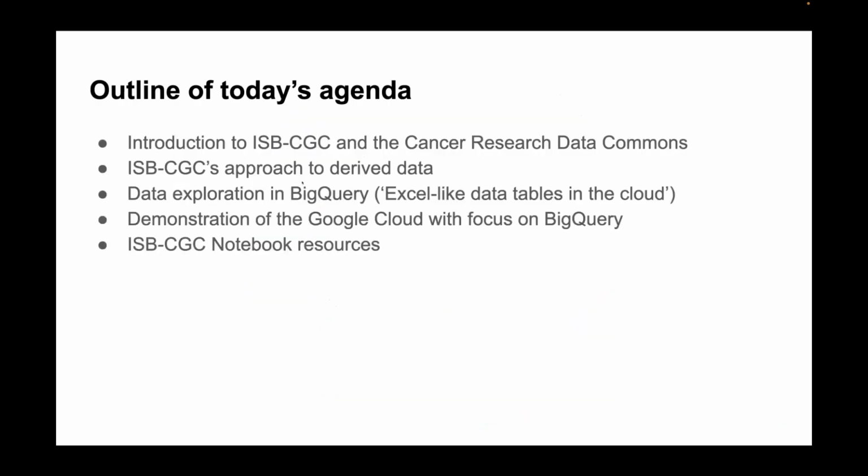So the outline for today is I'm going to be going first through an introduction to ISB-CGC and then the Cancer Research Data Commons more broadly. That's in part because I'm not sure how familiar everyone on this training session might be with the CRDC. And then after that, I'll be going into the ISB-CGC's specific approach to derived data. When I say derived data, I'll be referring to data that comes downstream of the standard bioinformatics pipelines, such as expression counts for RNA sequencing or mutation calls in a VCF file. That's what we mean when we say derived data.